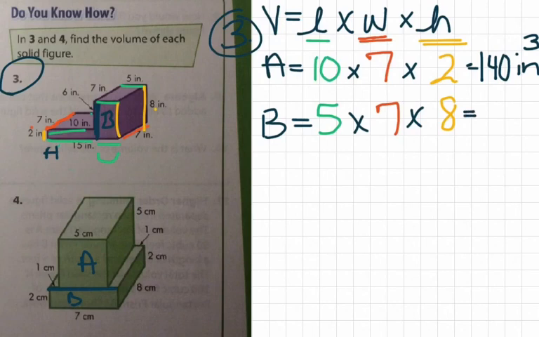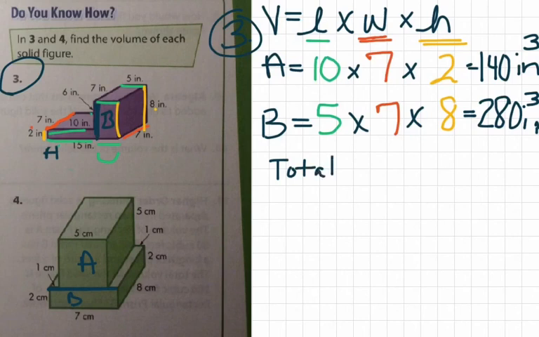And then because I'm using a handy dandy calculator, which I said you're welcome to do because these numbers get big, and really, we're not worrying about multiplication here. We are worrying about volume. So feel free to use your handy dandy calculator when you're figuring out these volumes. 35 times 8 is 280. 280 inches cubed.